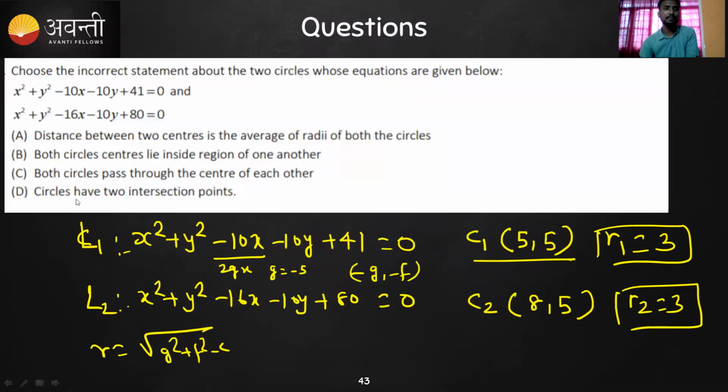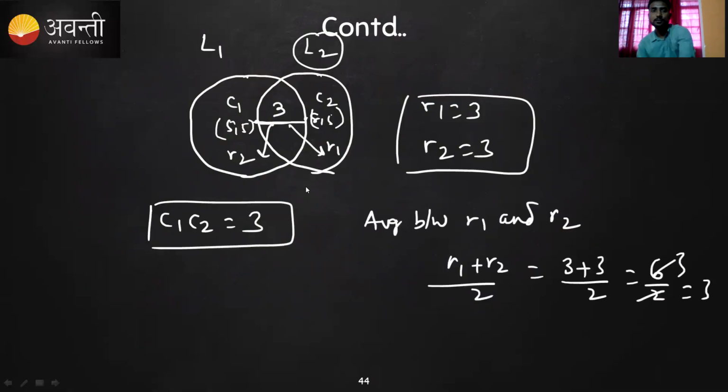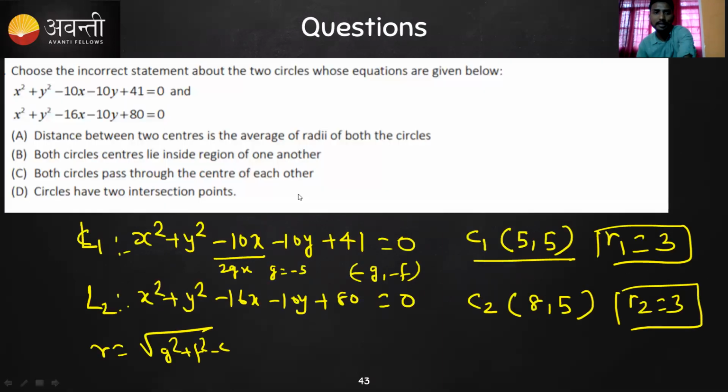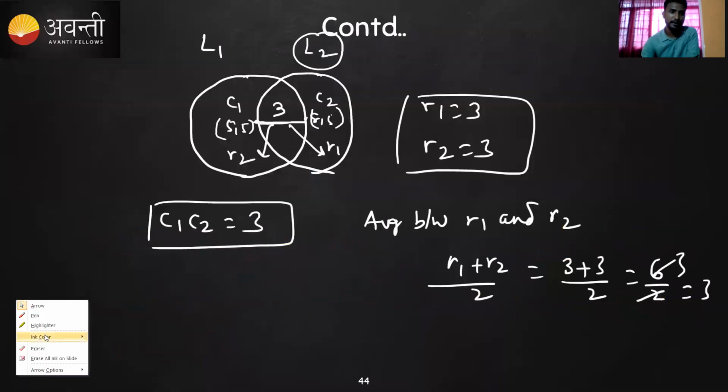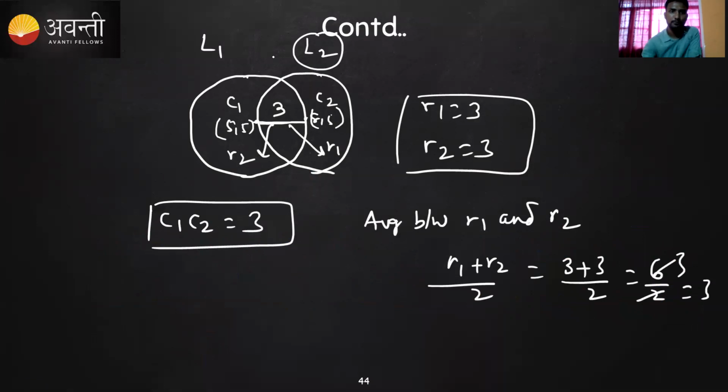Then again you can see option C: both circles pass through the center of each other. This circle C2 is passing through the center of the other, and this one is passing through the center of this one. So the third one is also correct. And you can see the circles have two intersection points. One is A and the other one is B. So the D option is also correct.